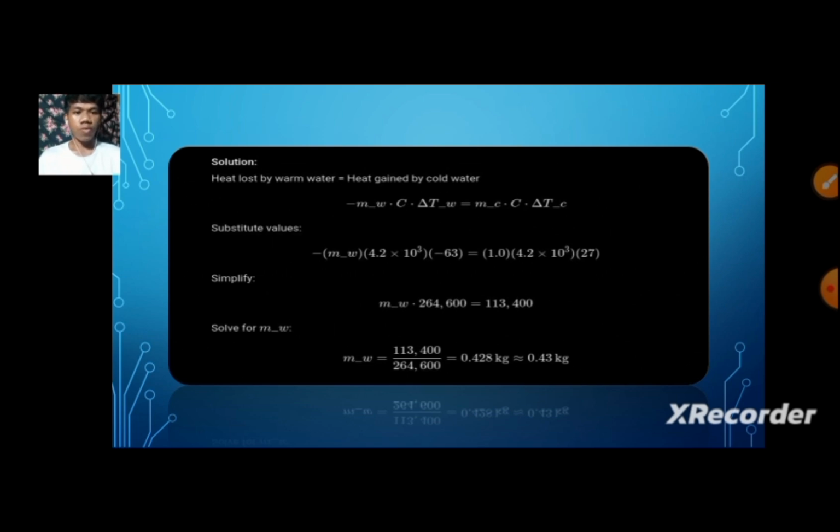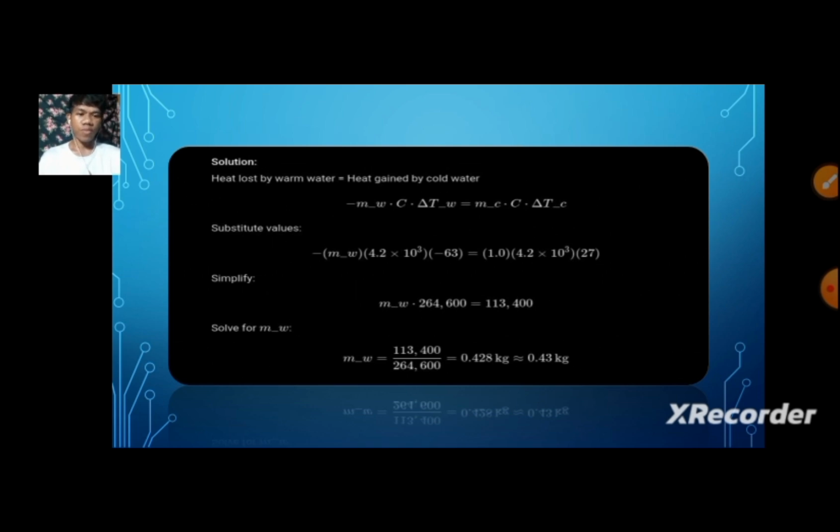Substitute values: minus M_W, which is our mass. As for our capacity, it is 4.2 times 10 to the power of 3. For our delta T, it is negative 63. For the other side, it is equal to our mass, which is 1.0, and the capacity is still the same, 4.2 times 10 to the power of 3, but with a delta of 27 degrees.